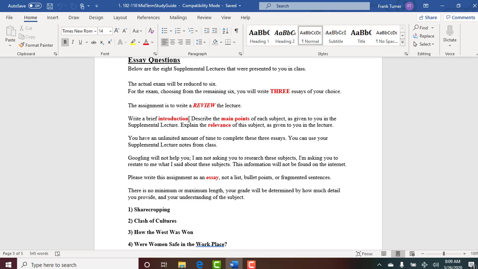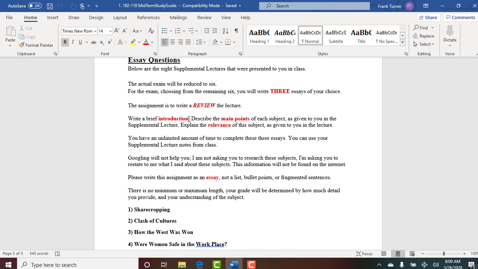So when I say describe the main points, I don't mean relist them from the outline. Take the outline and look at each one, but give me some information about each one. So this will be the body of your paper for the most part. Okay, the intro short, the relevance short, the main points is the main body of your paper.